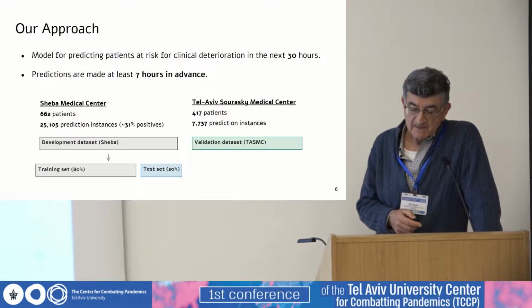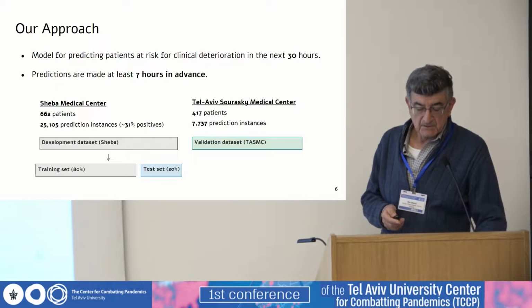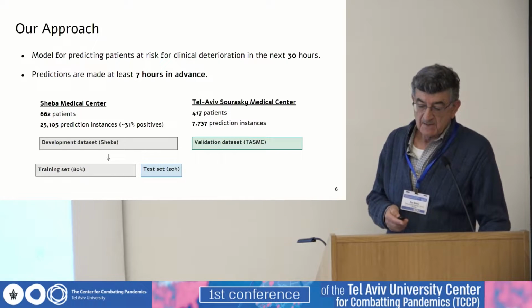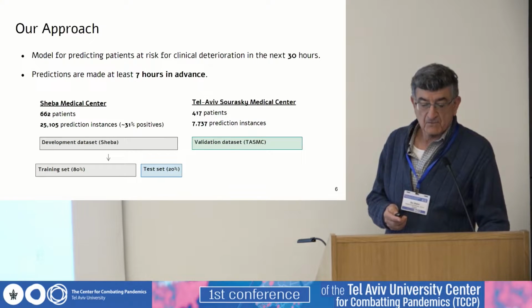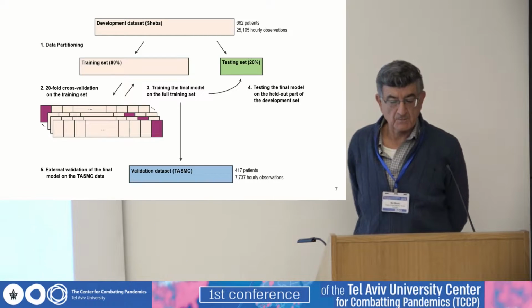These are the data that we had. So we use the Shiba data to develop the model and to do the training and the testing, and we use the Ichilov data as an independent set from a different hospital. So here's a fuller picture.